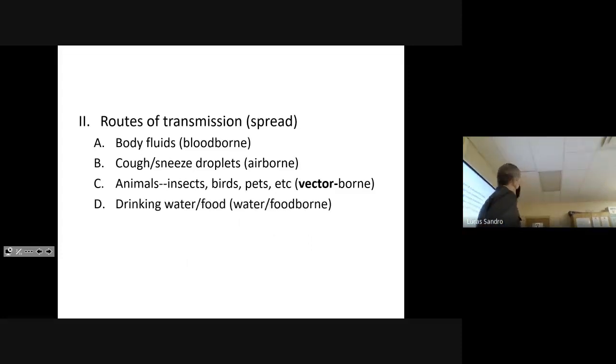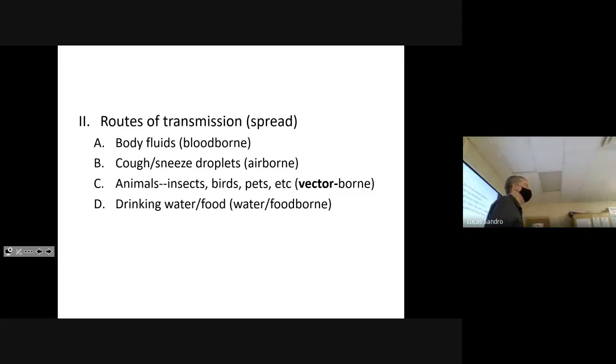Okay, then water and food can spread disease. Those are waterborne and foodborne. And this is not just food poisoning, but we could be talking about a disease like cholera that spread via the water pumps in England. I got that wrong.